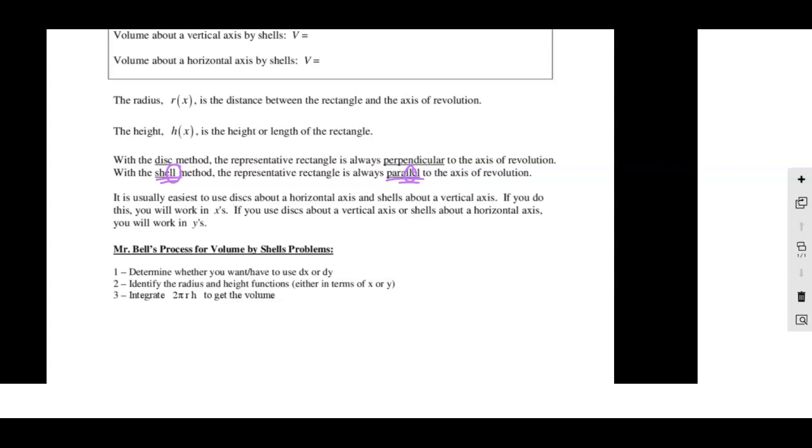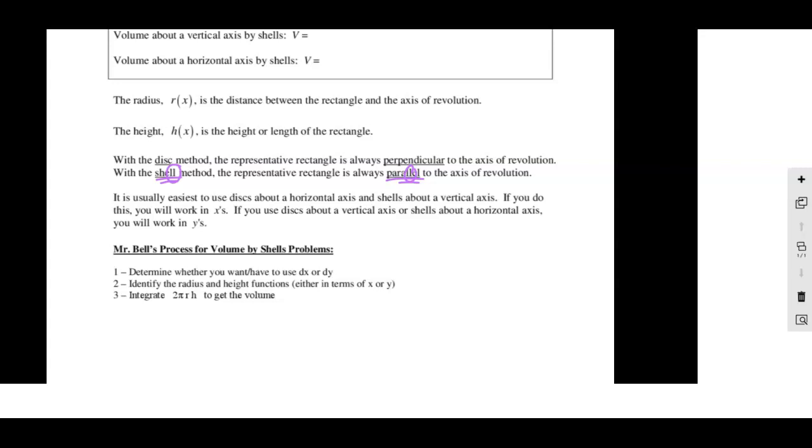For the cross-sectional stuff we did a couple times ago, it was always perpendicular. Perpendicular to x meant dx, perpendicular to y meant dy. That was easy. But for the discs and washers, we always wanted it to be perpendicular. Shell is the corresponding equivalent for when we have a parallel slice. Shell is parallel, perpendicular is disc or washer.